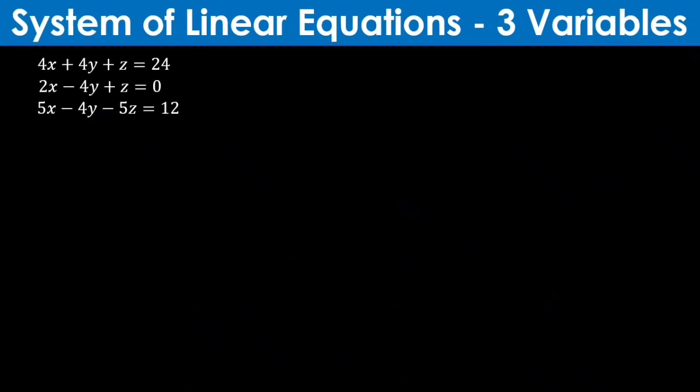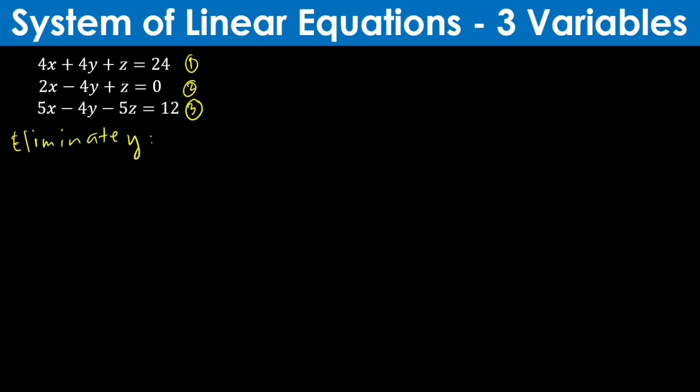Let's try this second system. Let's name this as our equation 1, equation 2, and equation 3. Let's eliminate one variable. Let's eliminate y. And we'll be using equation 1 and 2. Easier to eliminate them.